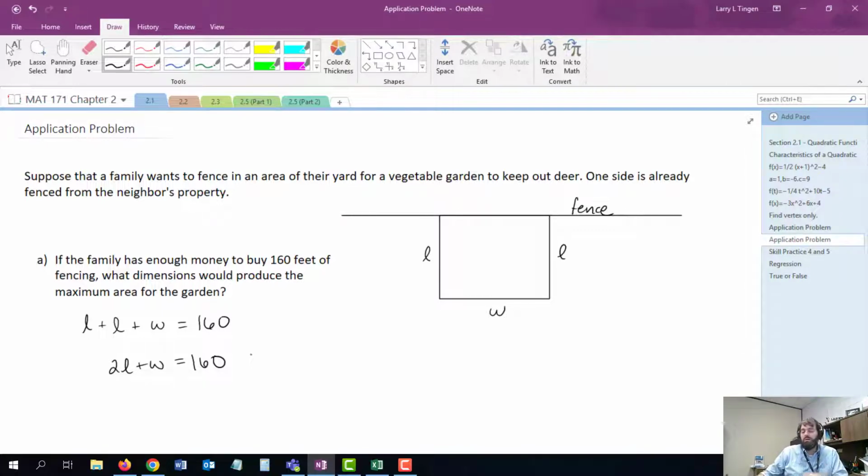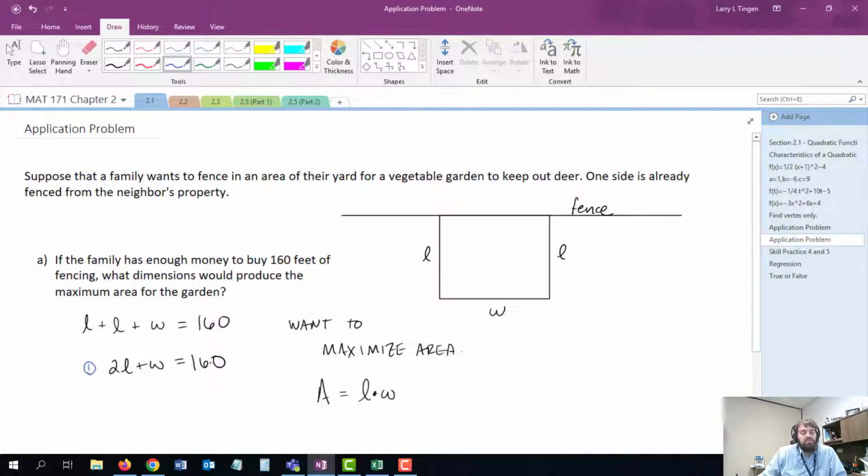What I want to do is maximize the area that this takes up. What's the area? Area is the length times the width. All right, so we've seen this in just a little different situation.